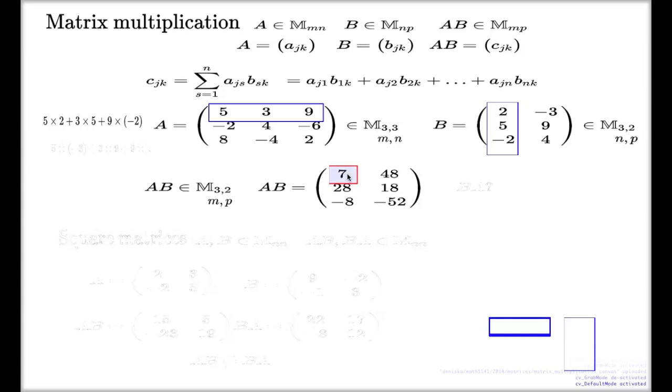If I want to convince you that this element will be 48, this is the element with the indices 1, 2, which means I have to take the dot product of the first row and the second column. Here is the dot product: 5 times negative 3, 3 times 9, 9 times 4. This one is negative 15 plus 27, it's plus 12, plus 36, it's 48.